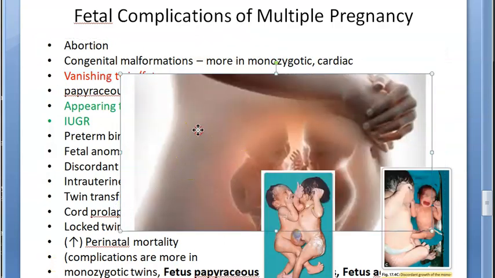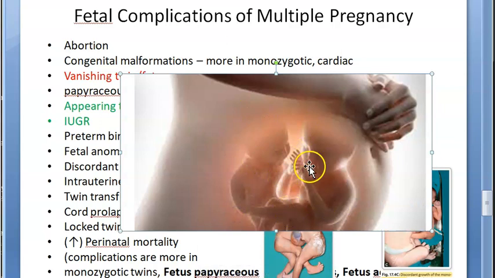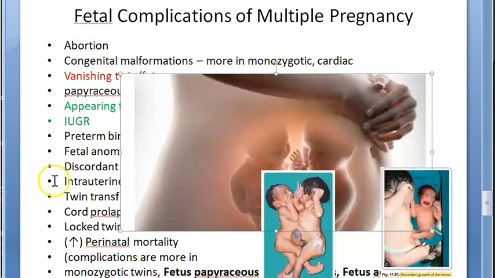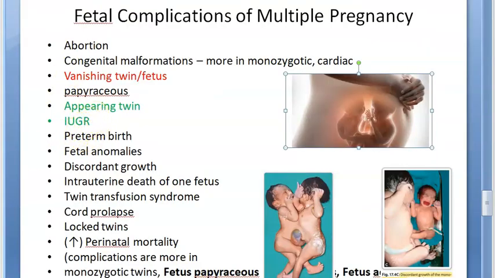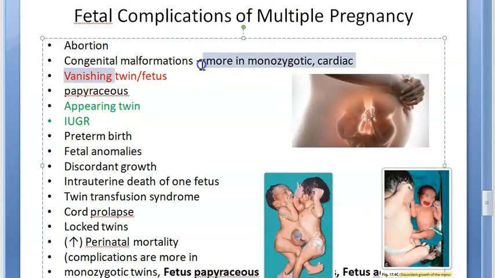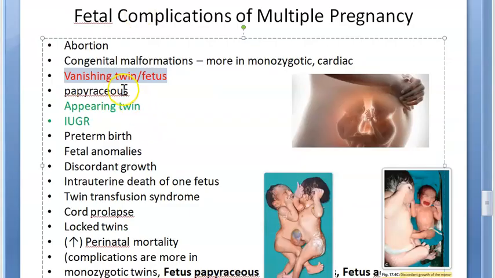Okay. So initially there will be two like this. Let's say this is actually a very big image, very big babies. They are talking about the first trimester. The affected fetus, which is having an intrauterine death, will vanish by resorption. So it will get scavenged by the body automatically. That's good, right? The other baby at least is not affected. So basically, if the death occurs within the first trimester, the vanishing twin happens.